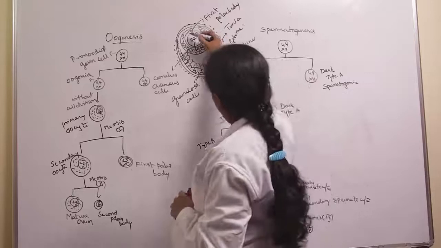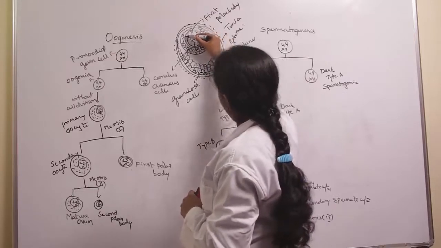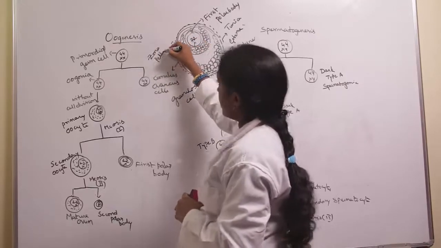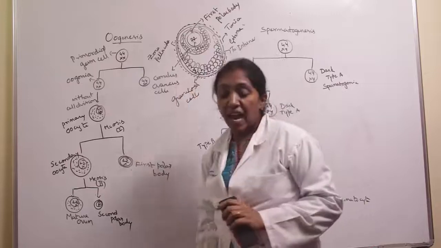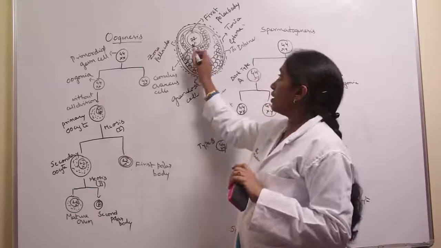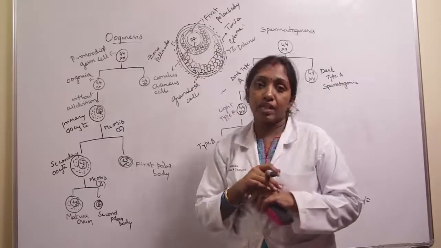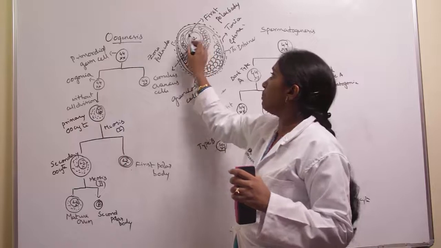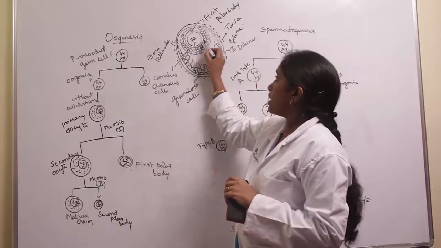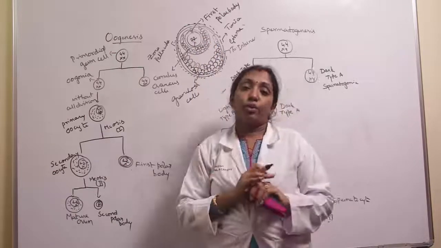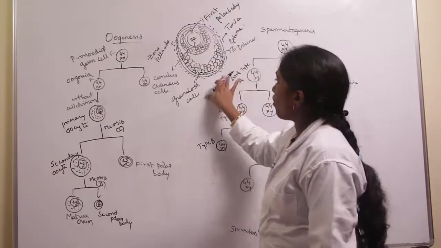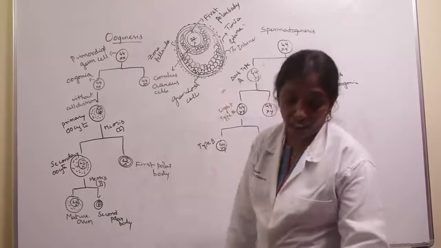The membrane surrounding the oocyte is called the zona pellucida. It is made up of glycoprotein and consists of small villi-like projections. It gives nutrition to the oocyte. So the zona pellucida is a thin membrane between the cumulus ovaricus cells and the oocyte, made up of glycoproteins, and it provides nutrition to the oocyte. Okay, so this is the structure of the mature Graafian follicle.